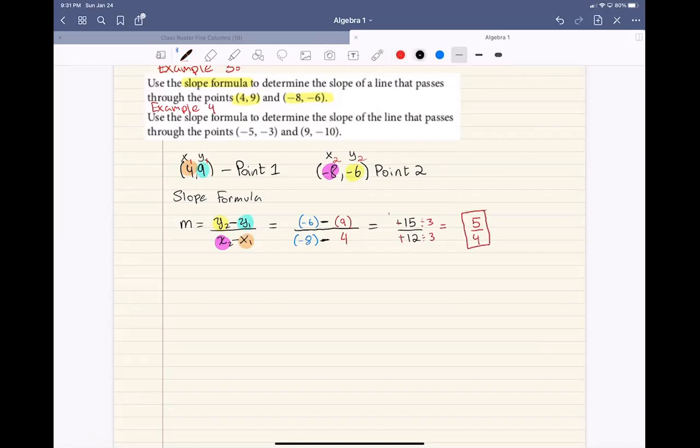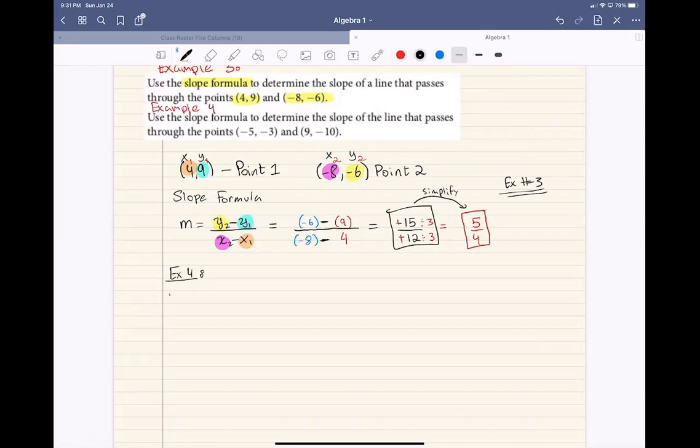However, if you left this as your answer, -15 over -12, that would have been perfectly fine. I won't take away points. Just keep in mind, if a question says simplify, you want to simplify, right? Some teachers might care about that. Me personally, I won't. All right. So this was example number 3. Now let's try example number 4, right?